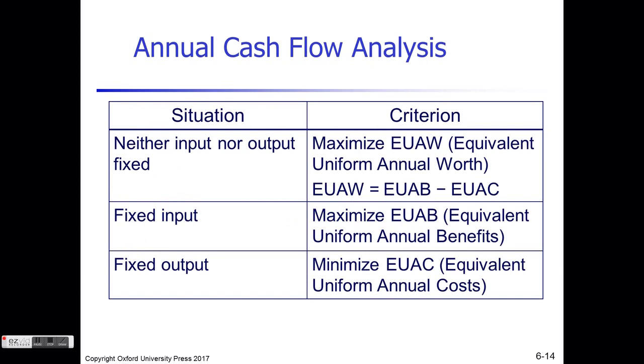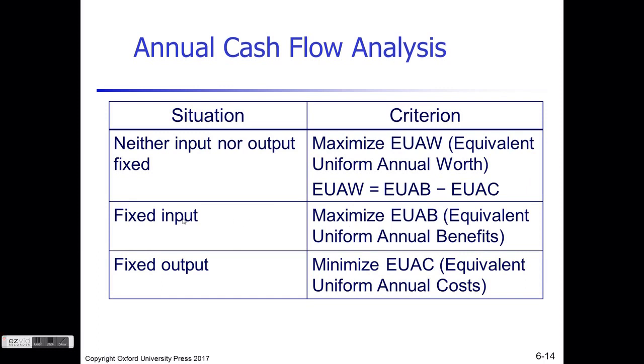Now, we're going to discuss situations of annual cash flow analysis. We're talking about, for instance, when you have a situation where you have the criterion of equivalent uniform annual worth, right? Equivalent uniform annual worth, which is going to be equivalent uniform annual benefit minus equivalent uniform annual cost, as you can see here. What you want to do is maximize to get the alternative, correct? You want to take in consideration the alternative that has the highest EUAW. That's your goal.